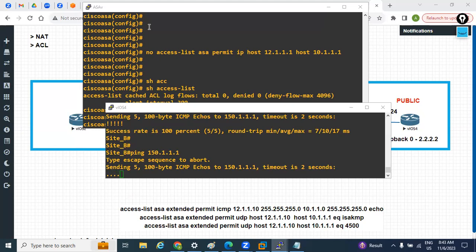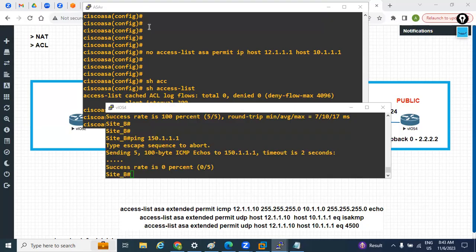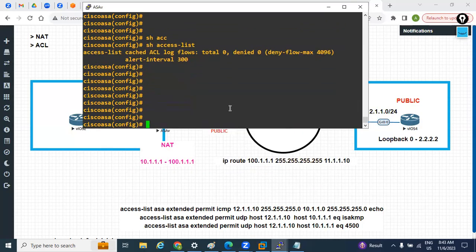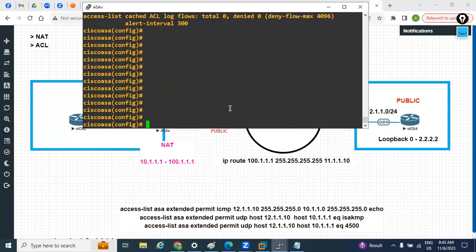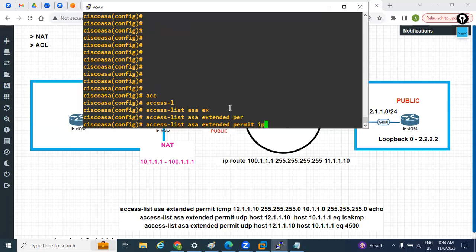So in this scenario, what we have to do is, instead of using IP, in the CCIE exam you have to allow the specific traffic. So I have to allow extended permit. Instead of IP, use ICMP. Host is 12.1.1.1, or you can use the whole network also, which is 12.0 or whatever.